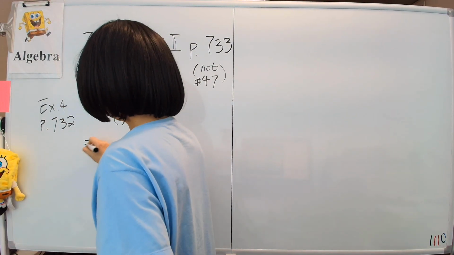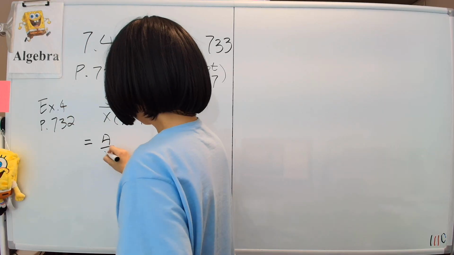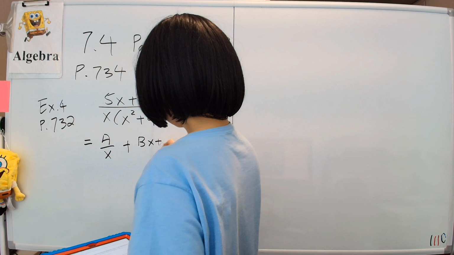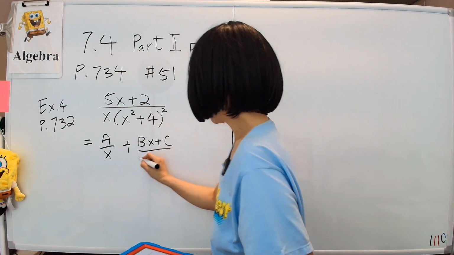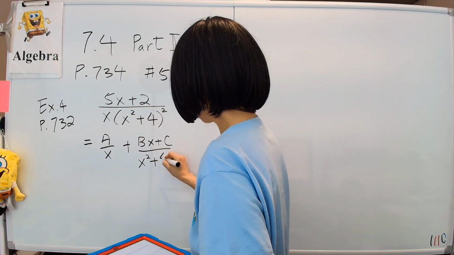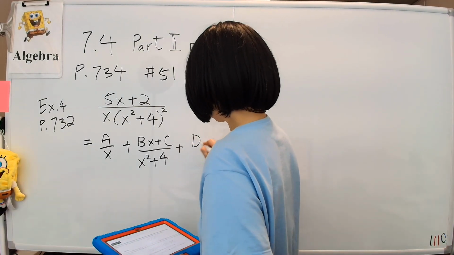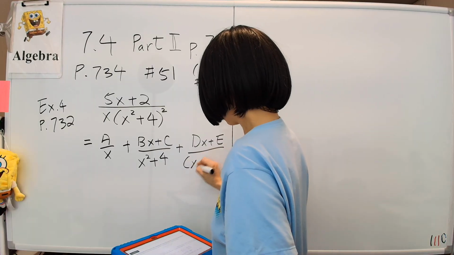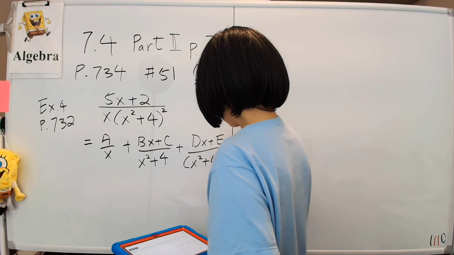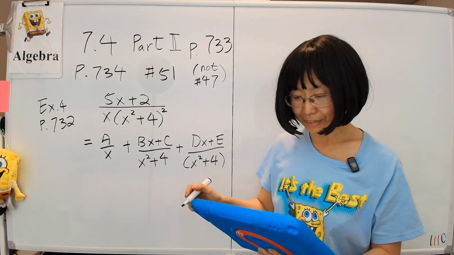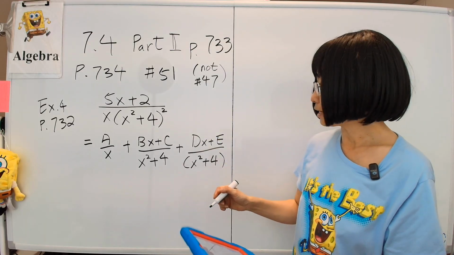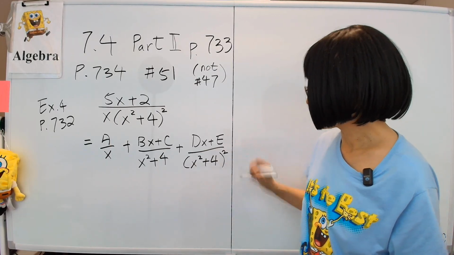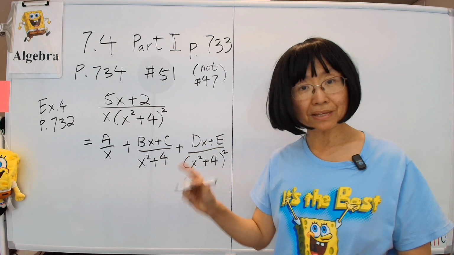So this will be equal to A over just x, plus bx plus c over x squared plus 4, just one, we don't have to square it yet, and then dx plus e over the squared version. And with that, we will be able to make everything come out, hopefully. All right, so that is A, bx plus c, dx plus e, squared.